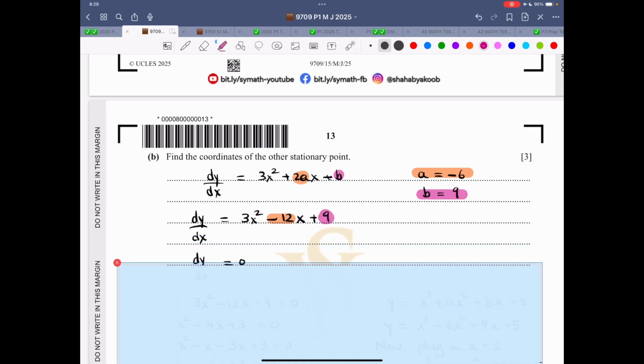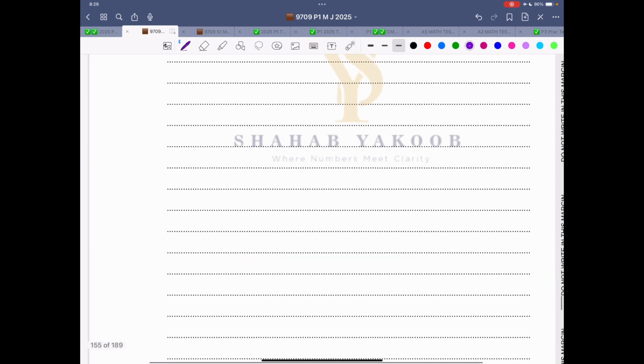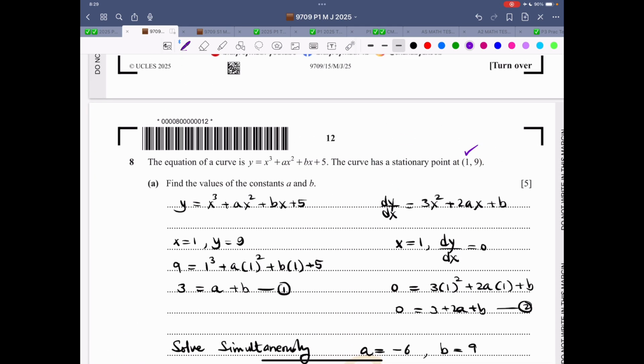So you have dy by dx, you make it equal to 0. You simplify because all these numbers are divisible by 3. You do middle term factorization. So something very, very important: MTF, middle term factorization. And then you're getting x is 1 and x is 3. So now x is 1 was already given.